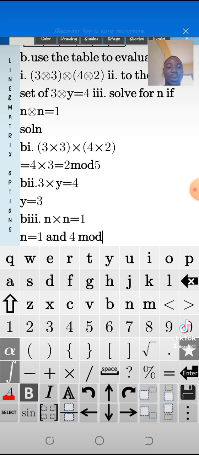So that's how to answer questions using the modular arithmetic table.